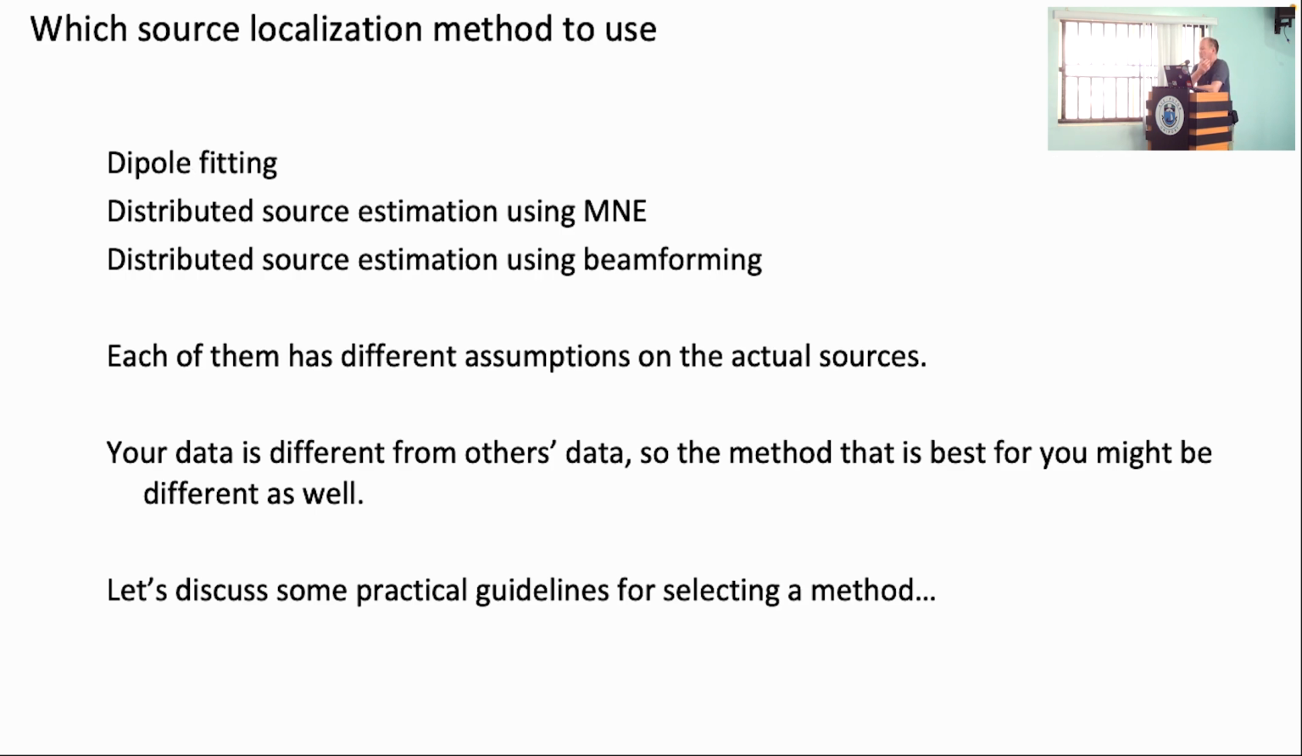Okay, so I've explained 3 different source localization methods: dipole fitting with 1 or a few dipoles, distributed source estimation using a minimum norm estimate, and distributed source estimation using beamforming. Okay, so that's of course ideal. That's not what you want to hear, that there's different methods. Each of them has different assumptions on the actual sources. What you want to know is which method should I use? Because you don't want to use 3 methods, because these 3 methods are going to give 3 different answers.